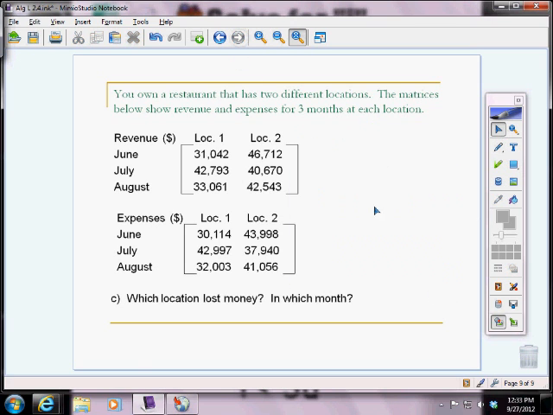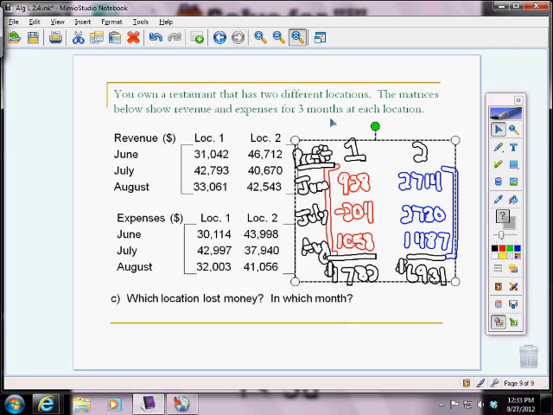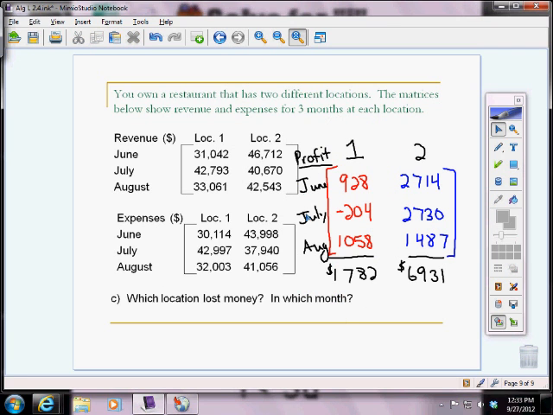One more question here. Which location lost money in which month? So we just have to read our matrix here. Which location lost money? Well, if you think about who's losing money, we're looking for the one that's negative. So to answer the question, which location lost money? Well, it's going to be location 1, because that's the only one that's negative. And in which month was it? Well, here's location 1. If you go over to the month row here, we see that it was in July.